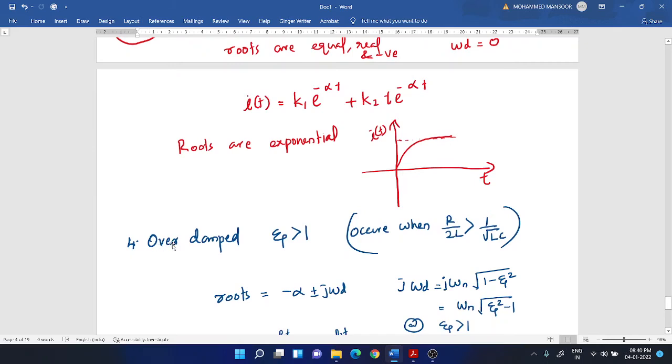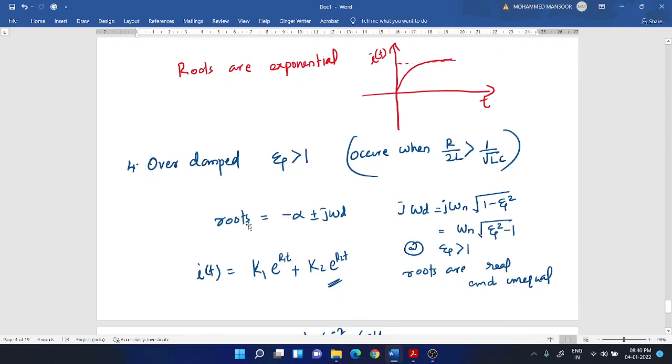So the next category is the overdamped circuit. An overdamped circuit occurs when theta is greater than 1. Under that condition, R by 2L becomes greater than 1 by root LC. That means under this condition only the overdamped circuit will come into picture. We know the expression for the root as this one. The expression for omega d is omega n into root of 1 minus theta square. So j into omega n root of 1 minus theta square is j omega d. That we can write as omega n into root of theta square minus 1, as I mentioned in the first part.